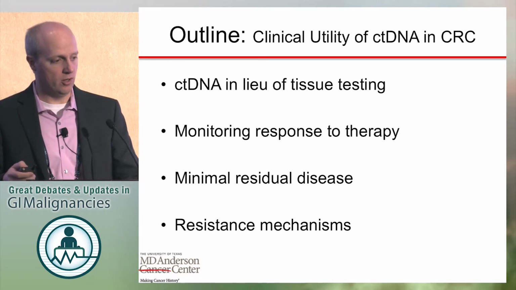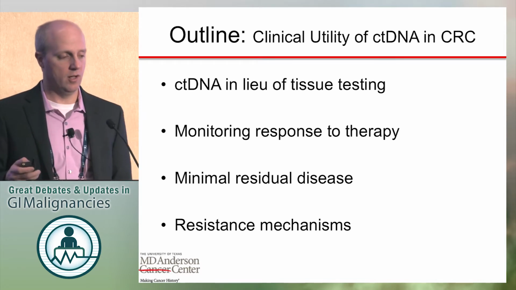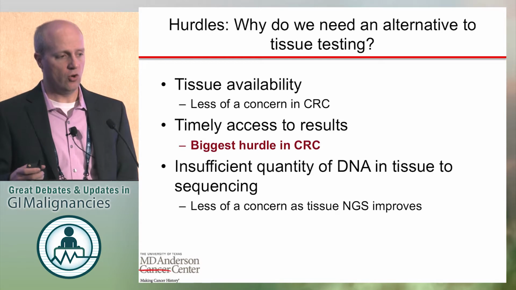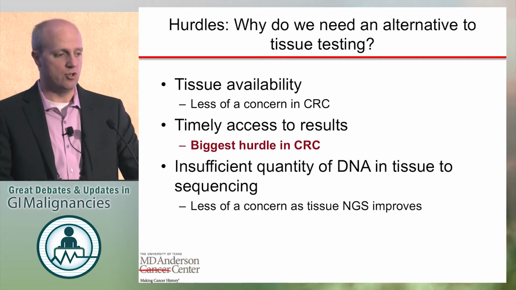Okay, moving on. So let's talk first about circulating tumor DNA in lieu of tissue testing. Why do we need an alternative to tissue testing? In GI malignancies, there is the issue of tissue availability. This is a big concern in some GI tumors, less than others.